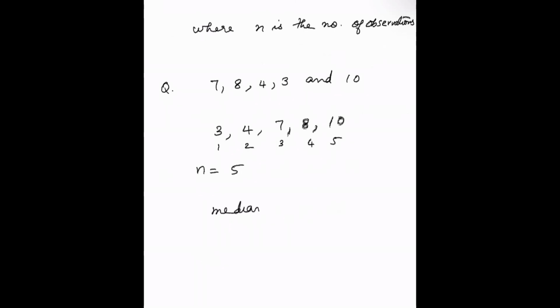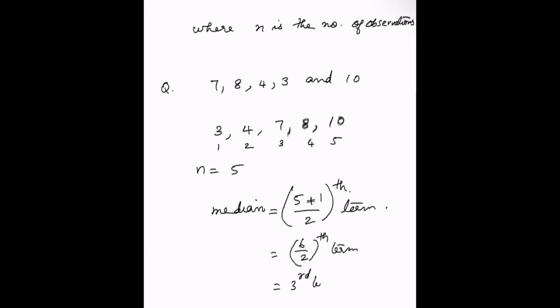Then median is calculated by using the formula n plus 1 divided by 2th term. That means 5 plus 1 divided by 2th term. So that means 6 by 2th term or 3rd term. 3rd term is the median. So which is the 3rd term? 3rd term is 7. So 7 is your median.